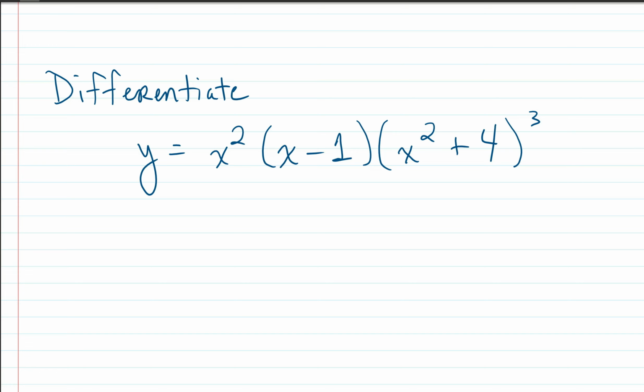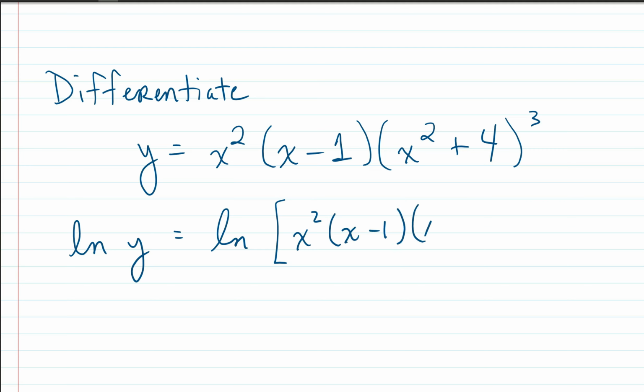So here, we're going to take the natural logarithm on both sides. The natural logarithm of y, and then I'm just going to take the natural log of this entire side. So the natural log of x squared times x minus 1 times x squared plus 4 cubed.